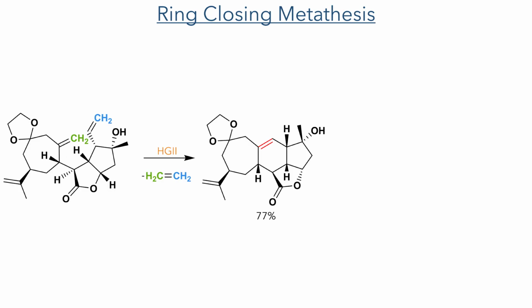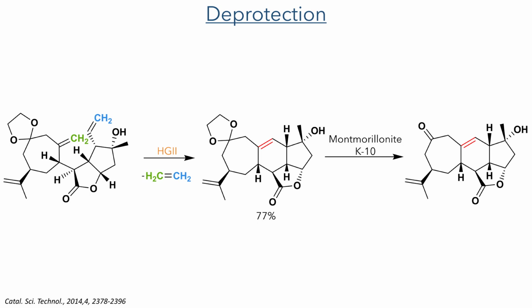This product was then taken forward to a ring-closing metathesis reaction, using the same Hoveyda-Grubbs 2 catalyst that we saw earlier. This formed the central 6-membered ring in a 77% yield, and the ketone was then deprotected using MK10. This is an acidic mineral clay that has found many uses as a green catalyst.